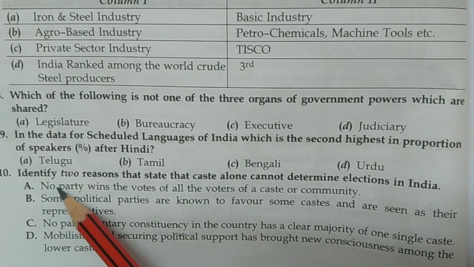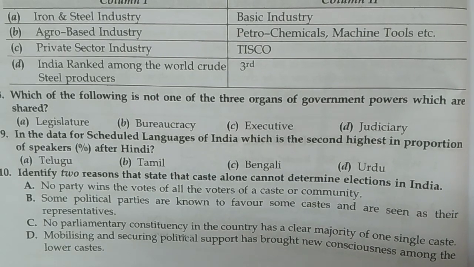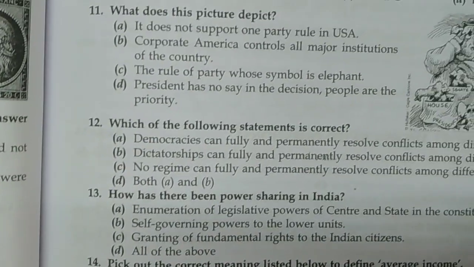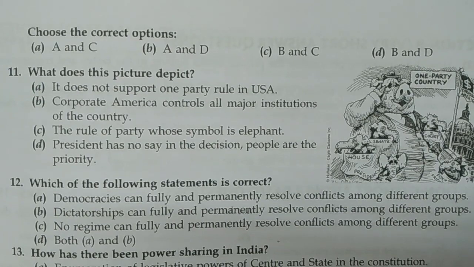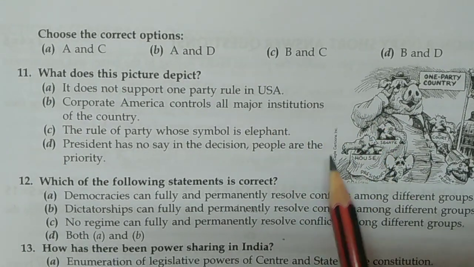Now next, identify 2 reasons that state that caste alone cannot determine elections in India. So you have these 4 options. You can easily write your answer properly. Now come to the next here. These are the options from the last questions which we have done.